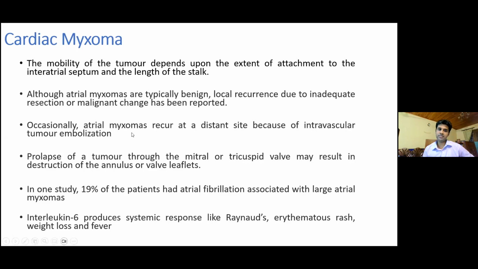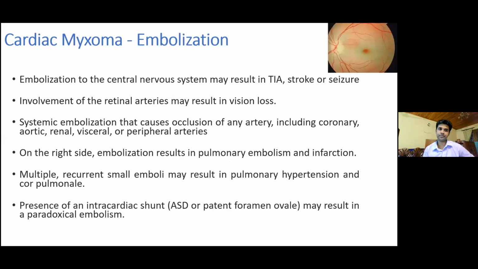And then sometimes these myxomas exhibit this tumor embolization phenomenon, which we will come to later. Of course, due to this prolapsing effect, they can disrupt the valve leaflets, like mitral valve leaflets. And few of these patients can have some tachyarrhythmias like atrial fibrillation. And interestingly, there's production of interleukin-6, which can cause some phenomena like Raynaud's and constitutional symptoms.